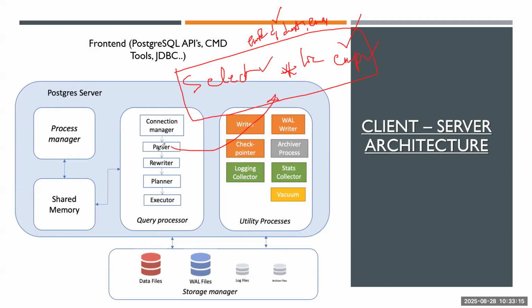Between parser and rewriter, there is a concept called analyzer. Analyzer will do the semantic checks, whether the table exists or not, whether the columns exist or not. And once the table exists, the column exists, and your syntax is perfect, then the Postgres engine will rewrite the query based on the rules set by the Postgres engine.